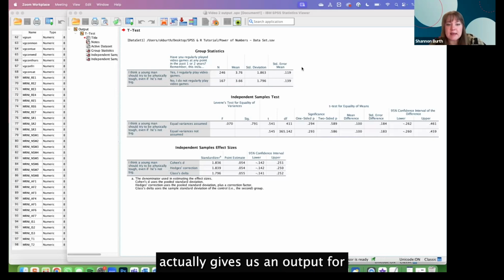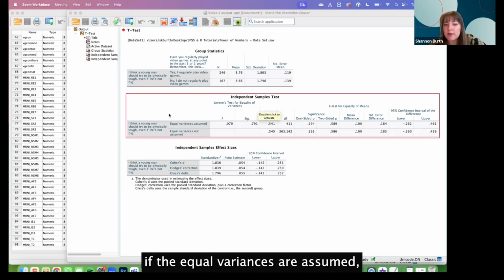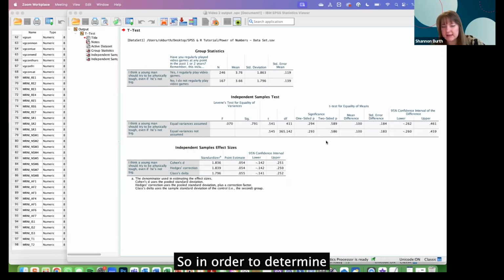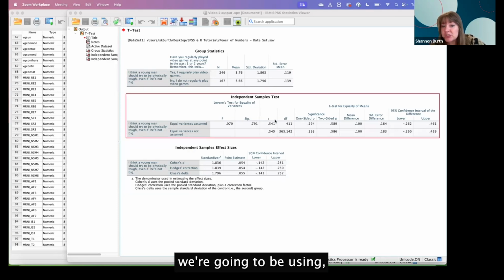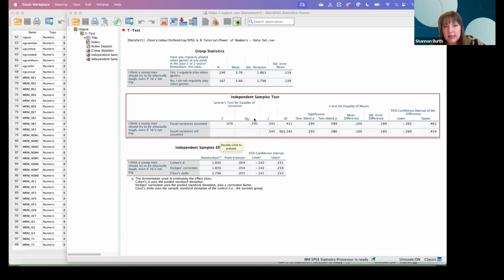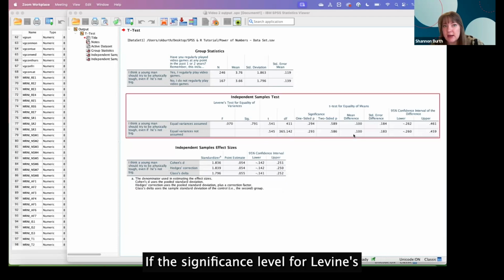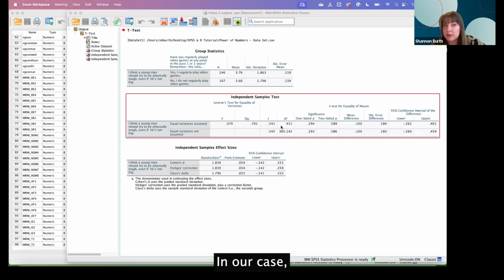So anyways, we see that SPSS gives us an output for if the equal variances are assumed and if equal variance is not assumed. We see two t results, two degrees of freedom, two significance levels. In order to determine which set of numbers we're going to use, we look at Levene's test for equality of variance. It's going to be right in here. If the significance level of this test is less than 0.05, we can assume that the variances of our two groups are unequal, and we interpret the lower line of the statistics. If the significance level for Levene's test is greater than 0.05, we can assume the variances are equal, and we read and report this upper line here.